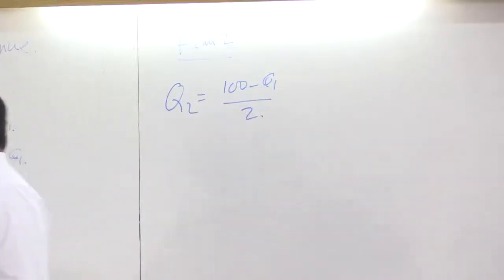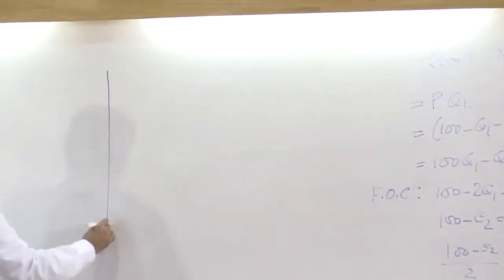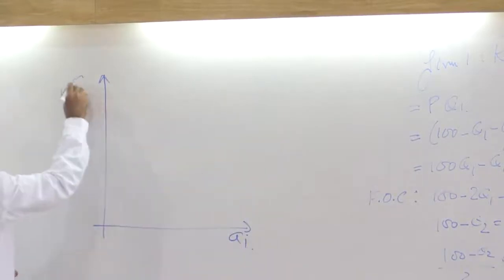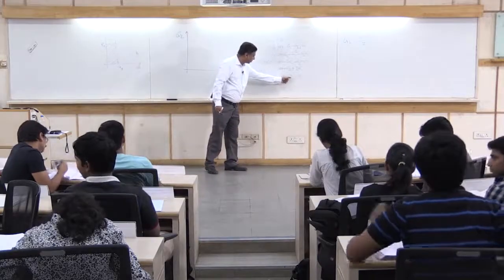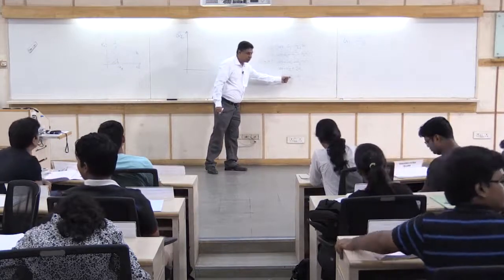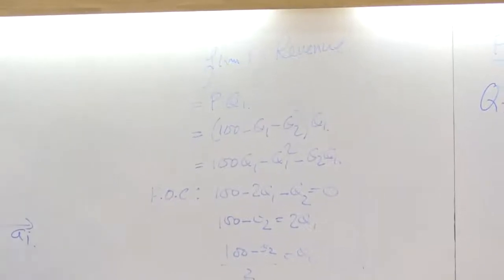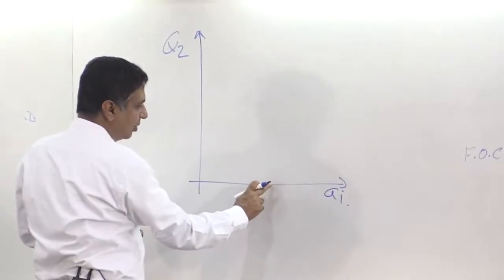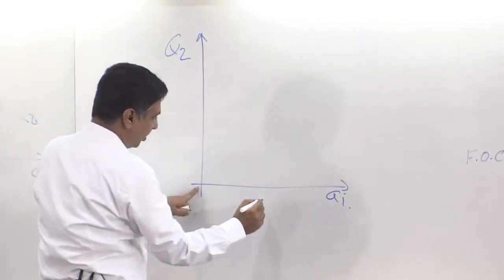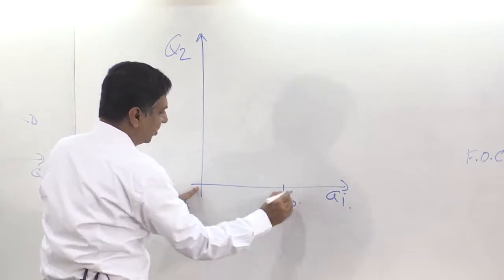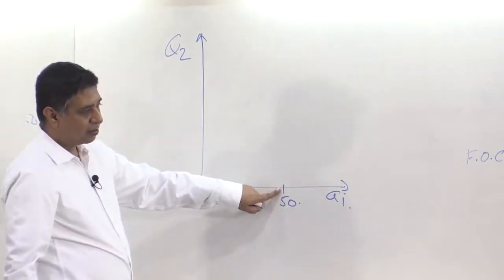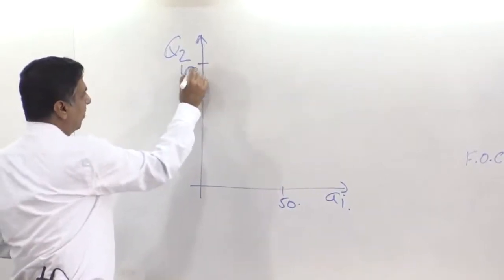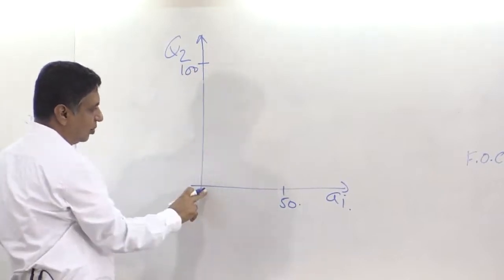So, then let me try and put this together. Let me draw a diagram of this. Let me put Q1 here and Q2 here. When Q2 is 0, what is Q1? 100 minus 0 by 2 is 50. So, when Q2 is 0, Q1 is equal to 50. And when will Q1 be equal to 0? When Q2 is equal to 100. So, when Q2 is 100, Q1 is 0.